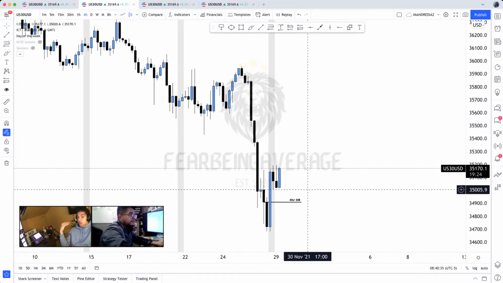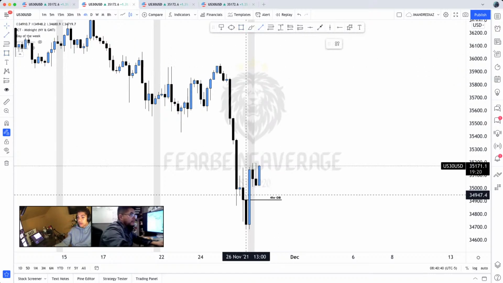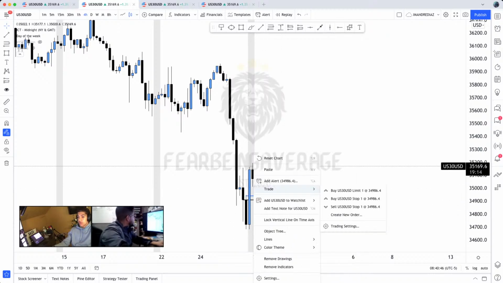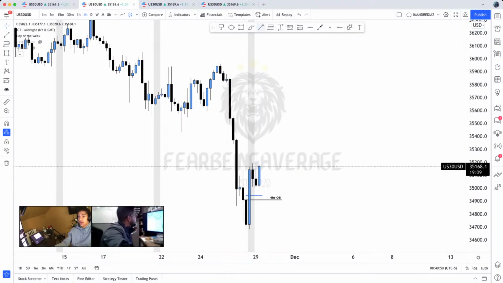So we have that 4 hour order block. And we also have this fair value gap right in between here that we more than likely want to see get filled. You remember what a fair value gap is? Well, what do you remember? I want you to explain it to me. Pretend like I don't know what it is. How would you explain it?